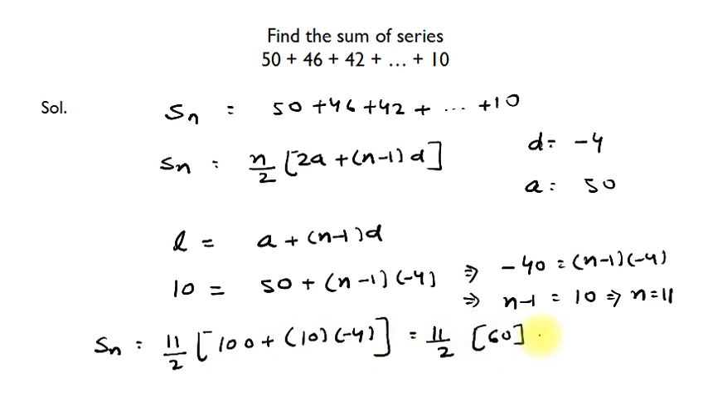So the 2 cancels out and we have 11 multiplied by 30. This is 30, so we get the value 330. So in this question, we applied the last term formula in order to find the number of terms of the given series, and then we applied the formula for the sum of the series, that is Sn is equal to n by 2 into 2a plus n minus 1 into d, and with step by step calculation we get the value of the sum.